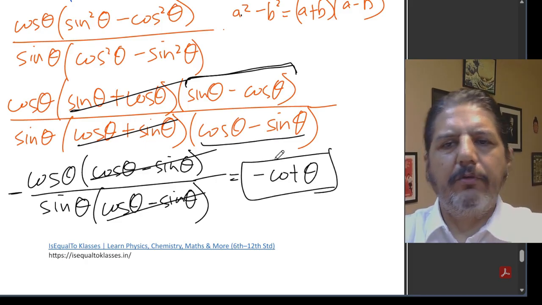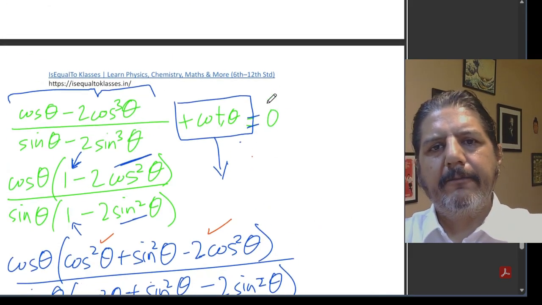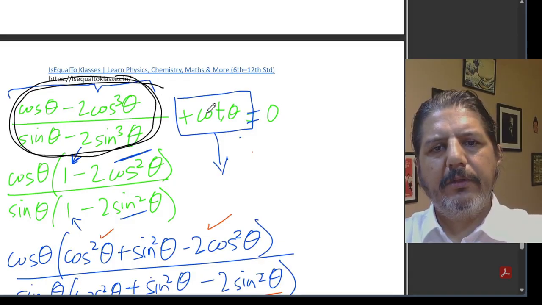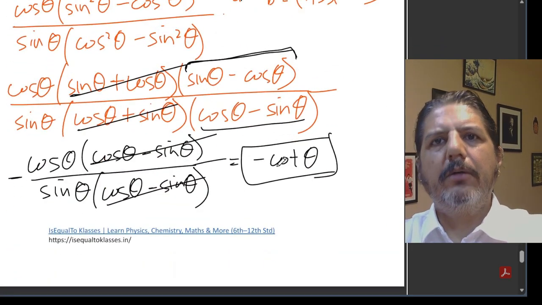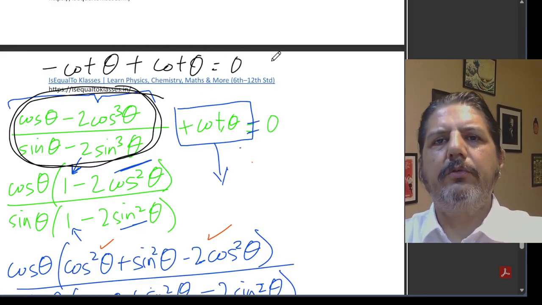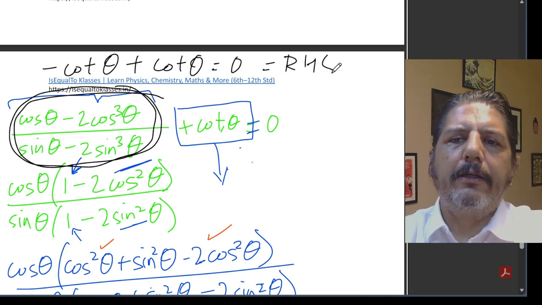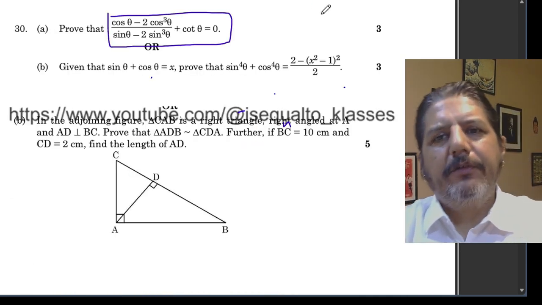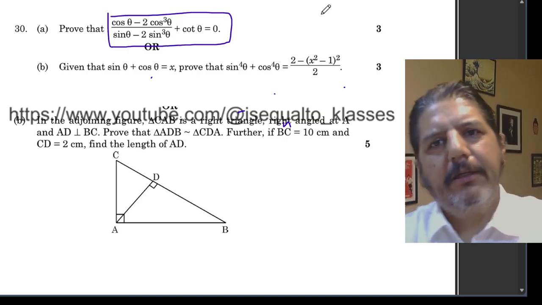Now, if you look carefully and remember what I did in the beginning, this whole term has been reduced to minus cot theta. This is minus cot theta, this one is cot theta. Whole is equal to the right hand side. So again, an interesting question, and let's move to the next question.